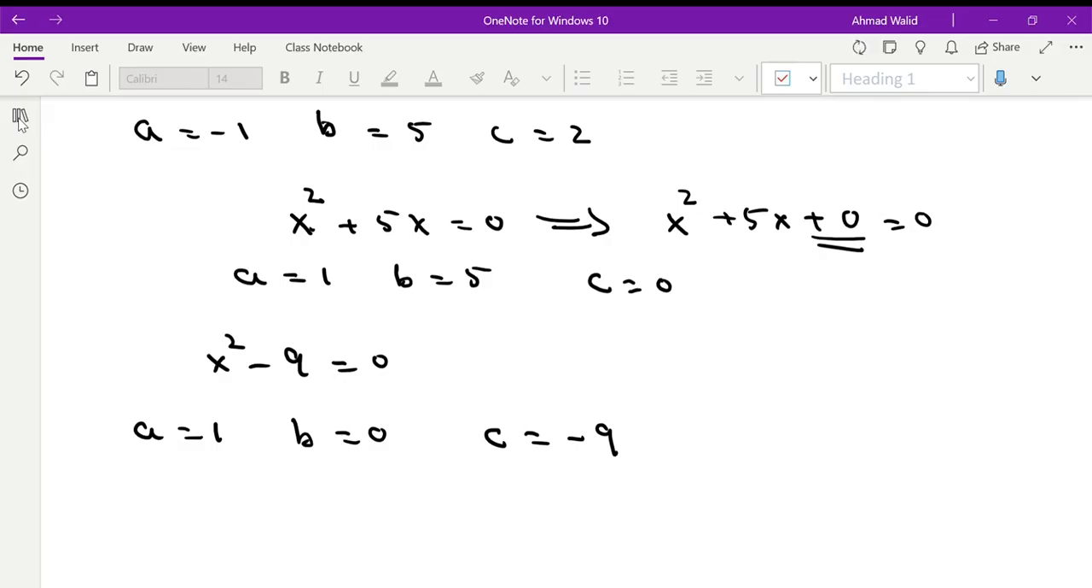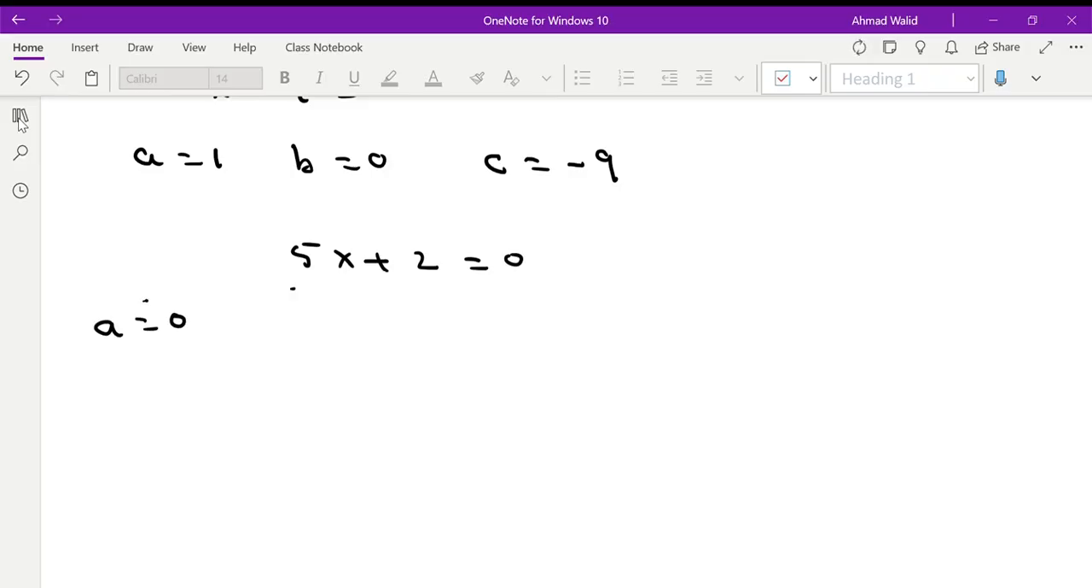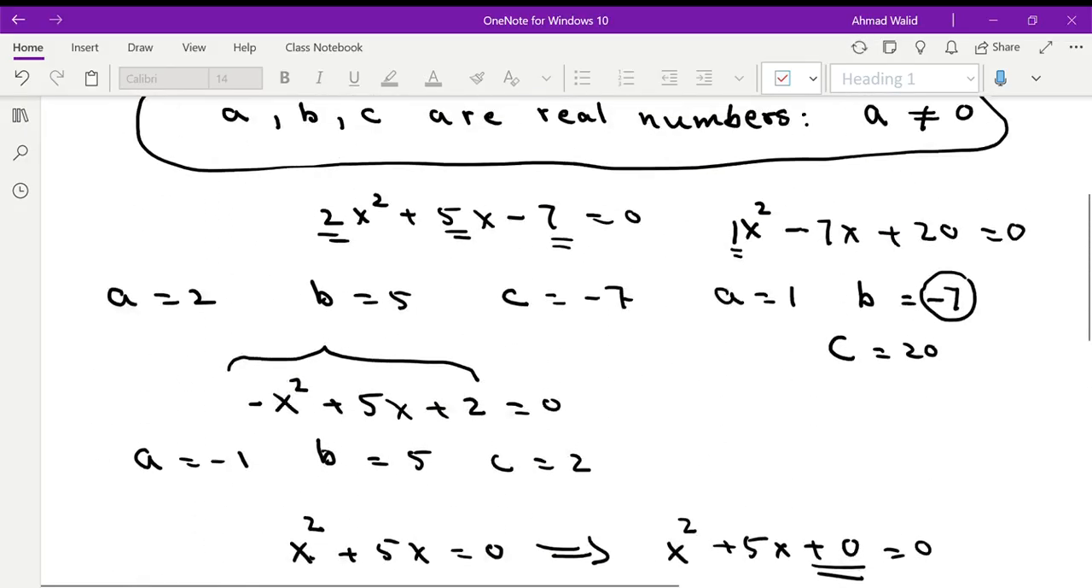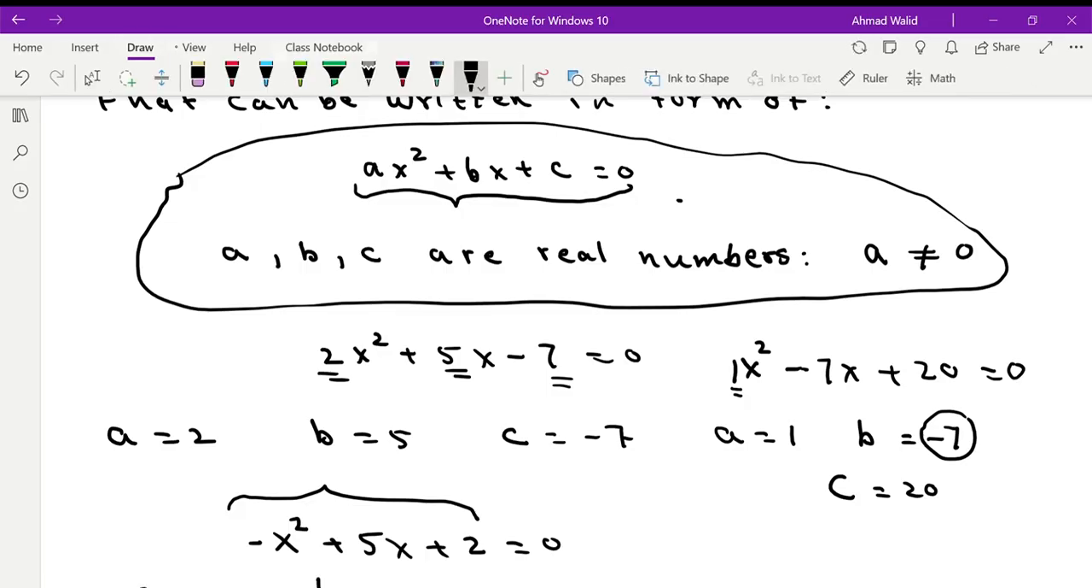You may ask, is this a quadratic equation when you write, for example, 5x plus 2 equals 0? Here, a is equal to 0. Can I do that? No. Why? What is the reason? That's why I told you in the definition, in the general form, that a cannot be 0. Look here, I put here, a cannot be 0. Why can a not be 0?